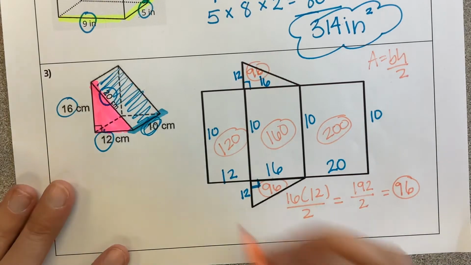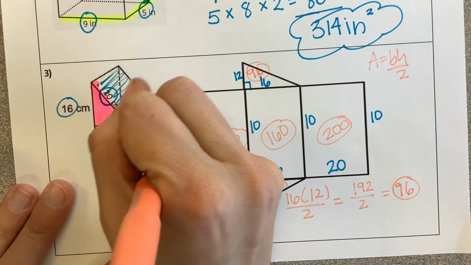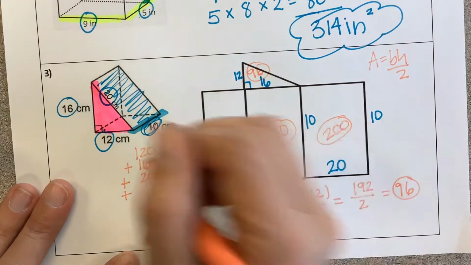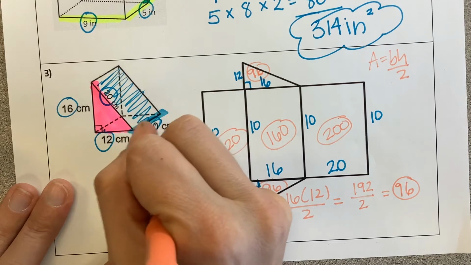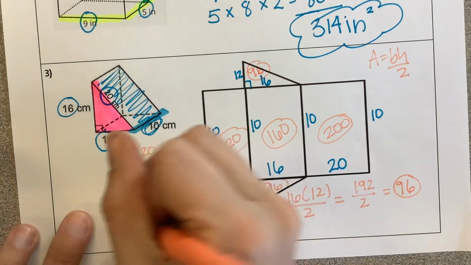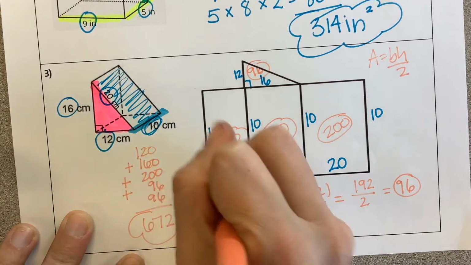So when I add these all together, I'm doing 120 plus 160 plus 200 plus our two triangles, 96 and 96. I get a total of 672 centimeters squared.